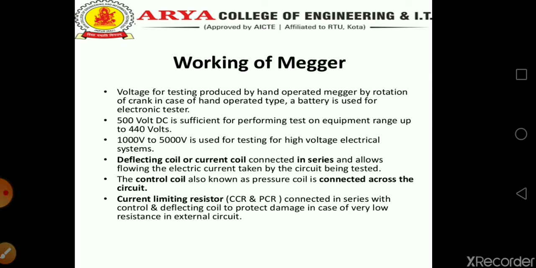The deflecting coil and current coil are connected in series and allow the electric current taken by the circuit being tested to flow. The control coil, also known as the pressure coil, is connected across the circuit, and a current limiting resistor is connected in series with the control and deflecting coil to protect against damage in case of very low resistance in the external circuit.